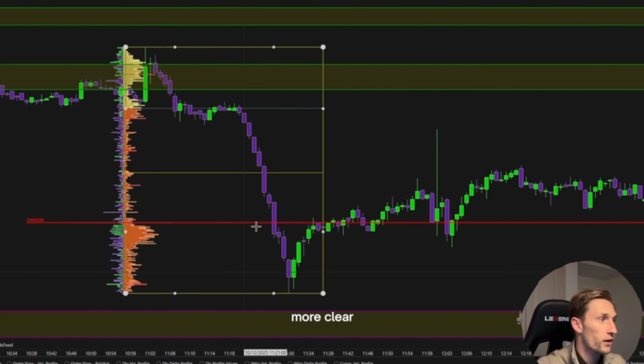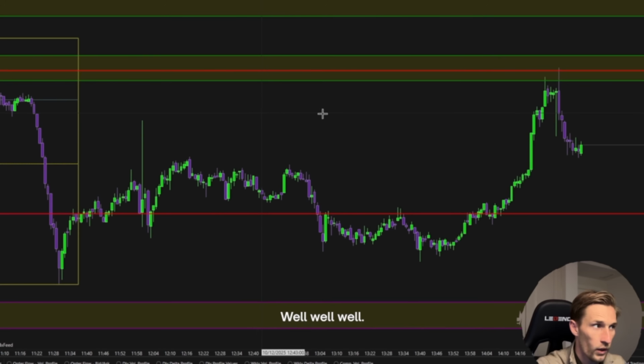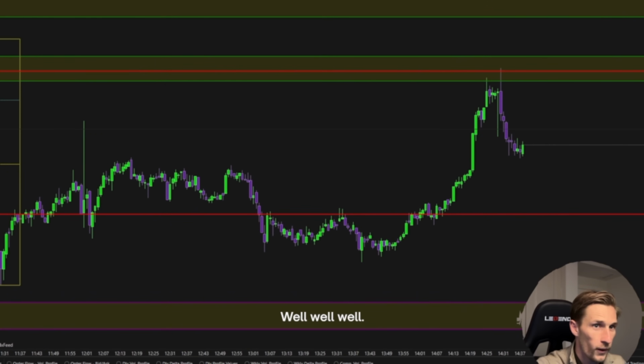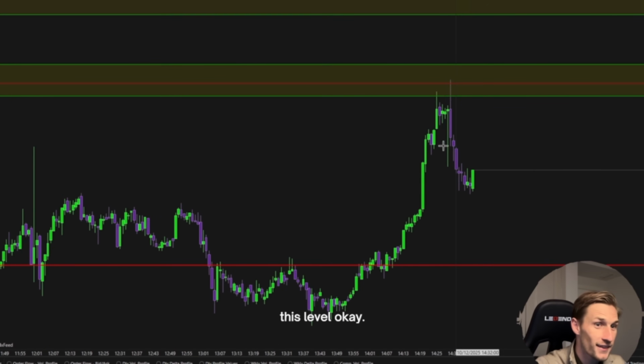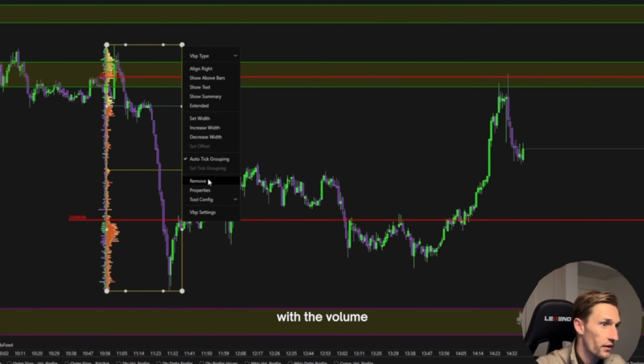This is way more clear if you do this in a New York session, because you have way more volume. But what we can do here as well, we are in this value area high. We have here on this side, at least, one of the biggest selling volume nodes. Well, let's have a look. Sellers protected this level. Okay, so that is one thing that you can do with the volume profile.